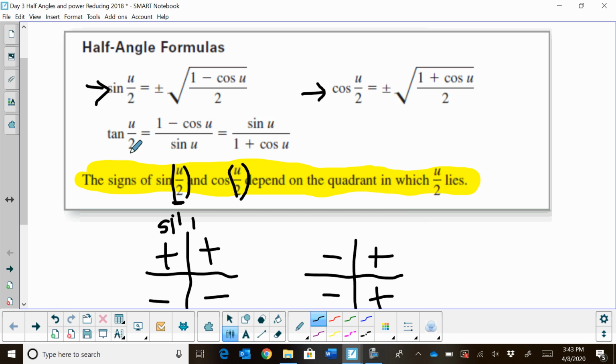Now, for tangent, you don't have to worry about quadrants or signs. They actually work themselves out in the equations. So the tangent of the half angle is equal to either 1 minus cosine u all over sine u, or sine u over 1 plus cosine u. You can use either one, it doesn't matter.